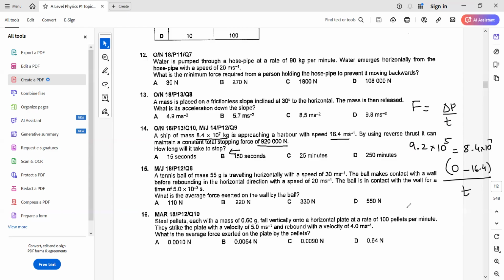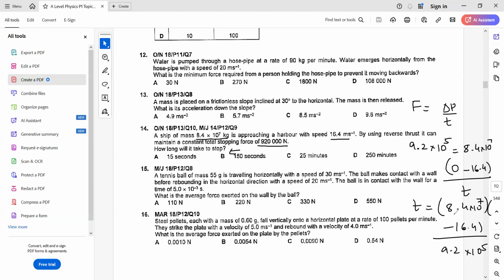So basically time shouldn't be negative, right? So we can just assume this is the case for deceleration. So we can proceed with that. So t is equal to 8.4 exponent 7 times negative 16.4 over 9.2 exponent 5. So we can just ignore this negative sign, and we can figure this out.